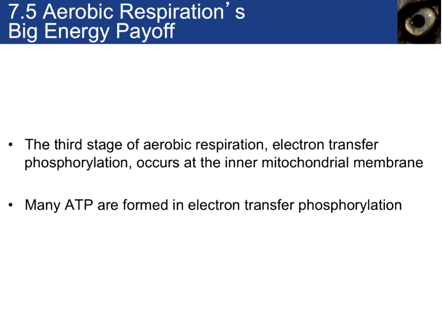So the third stage of aerobic respiration is the electron transfer phosphorylation. So this occurs at the inner mitochondrial membrane. So most of the ATP that are produced are formed during this process. So during the electron transfer phosphorylation, this is when most ATP is made.